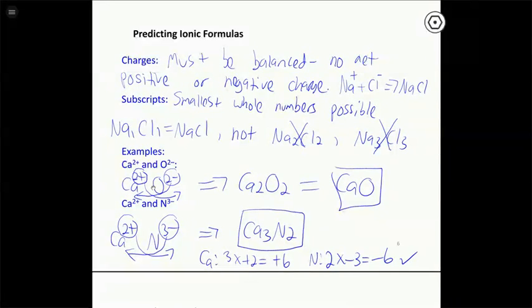It's okay. All right, so this is going to be the charge for calcium and nitrogen combined together. We'll talk about how we name those things a little bit later.